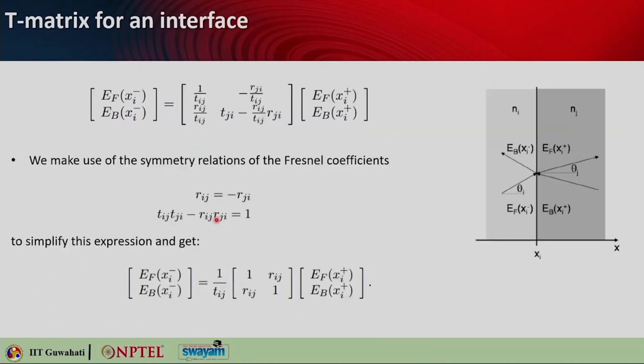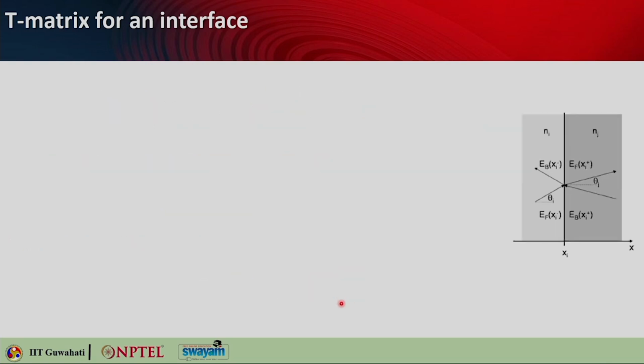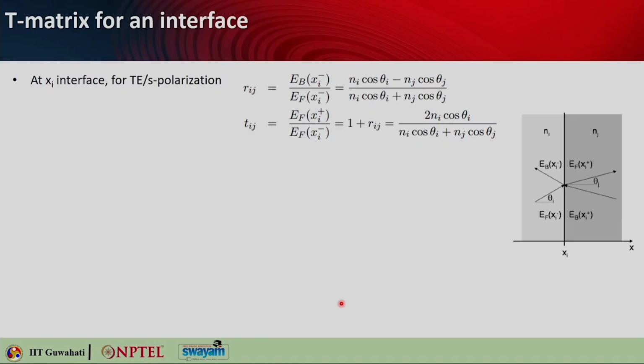Okay, fine. So after you do that, you can simplify this further, and it gets a very nice look. It looks like this. All the left side fields, the forward and the backward field, look like 1 over Tij times the matrix with 1, Rij, Rij, 1, and then these are the right side fields. So forward and backward propagating, both the fields are there. Got it? So this is how you obtain the transfer matrix for an interface.